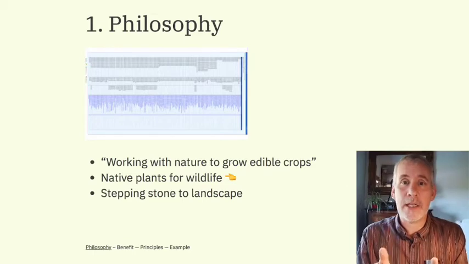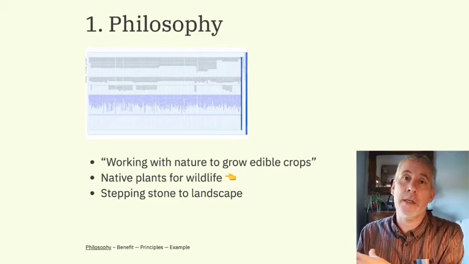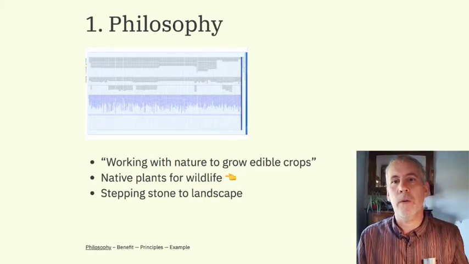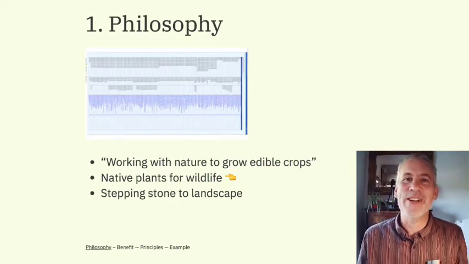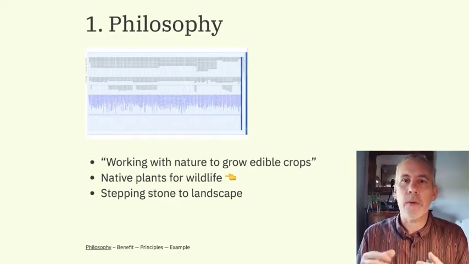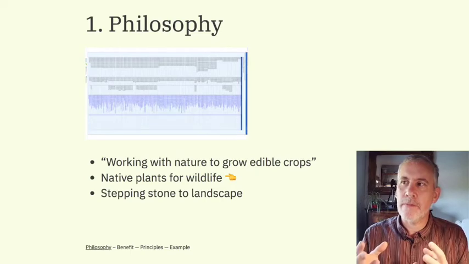And that's just insects. That's not all the birds and other creatures. So it's just incredible. The number of species that a plant supports is a bit of an eye opener.